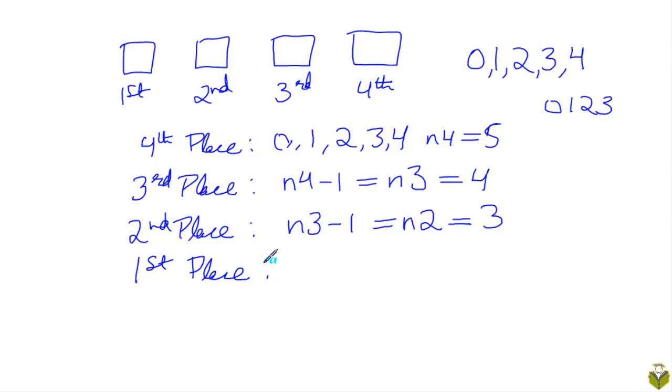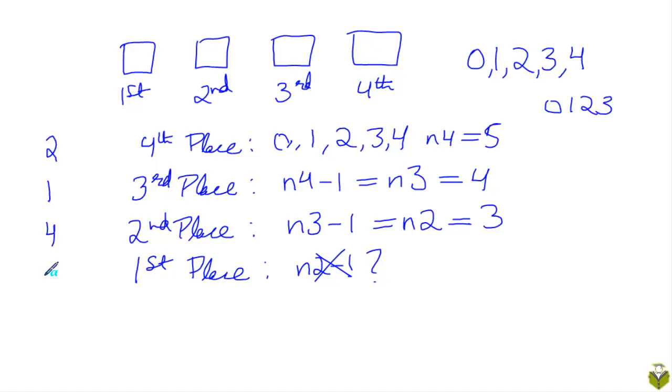What do you think about this? First place, can we just say it is n2 minus 1 because we just use one less digit compared to the second place? Can we do that? Actually, you cannot. Why not? Again, the problem is basically because 0 cannot go in the first place. So depending on what you choose for the fourth, third and second place, your choices will change for the first place. For example, for the fourth place I choose 2, and for the third place I choose 1, and for the second place I choose 4.